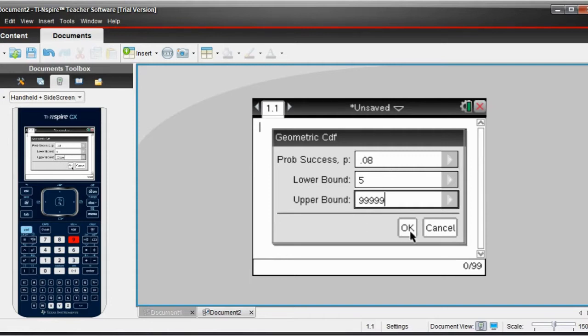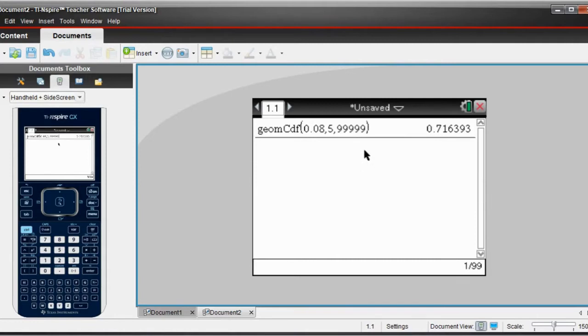Okay, so we go ahead and hit OK there, and we can actually see that the answer to this question is going to be 72%. Now, obviously, it is 0.716393, but we can either round that to 72%, or you guys could say that it's 71.64%. Either way is fine, but that would be our answer to B.